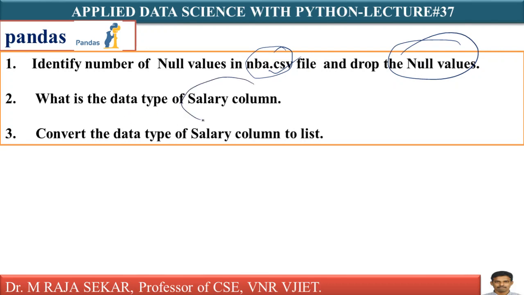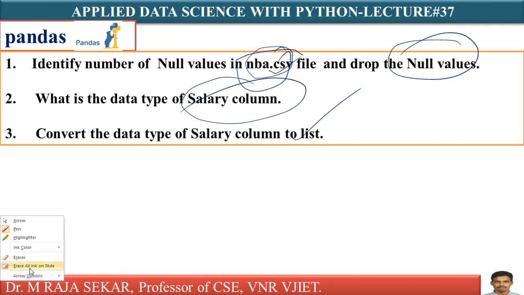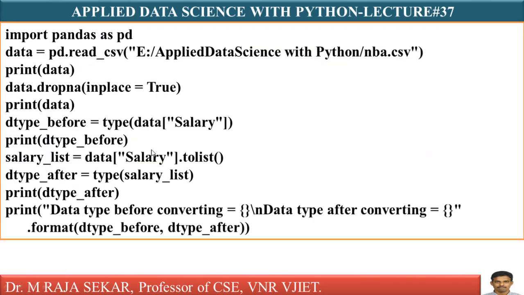What is the data type of the salary column? In nba.csv, there is a column known as the salary column, and convert the data type of the salary column to list. That's what he is asking. Anyway, it is simple and straightforward. How will it be? Just see.